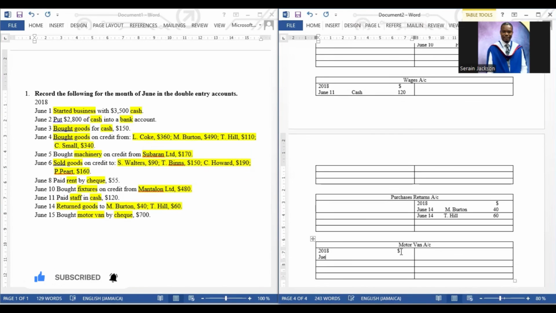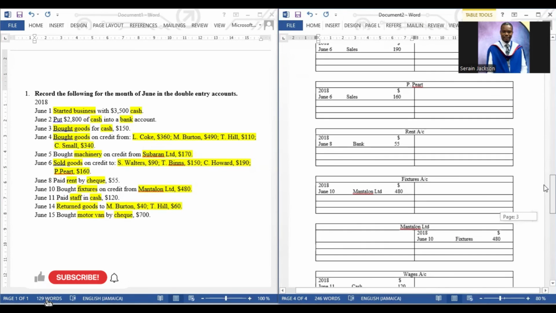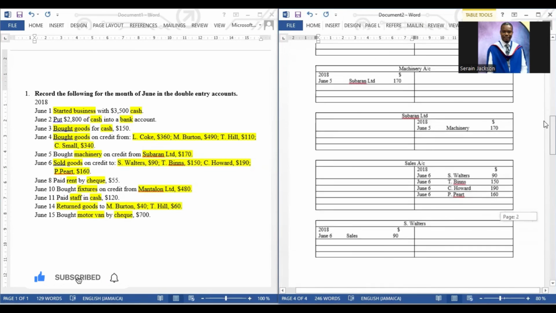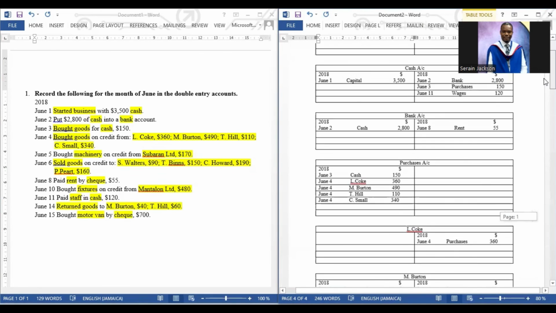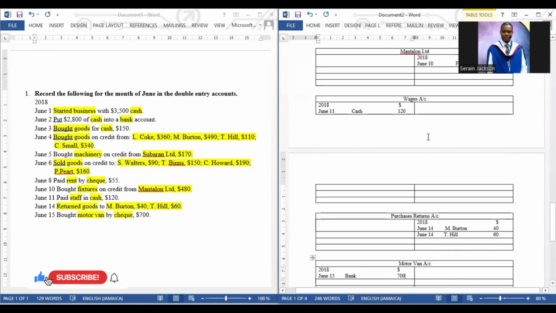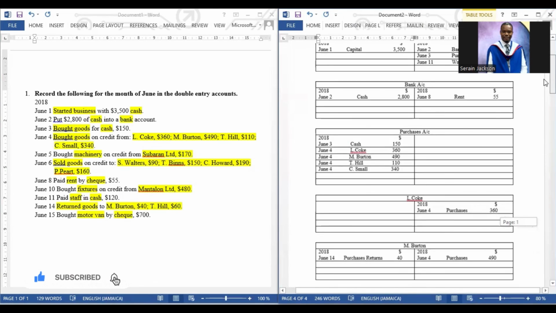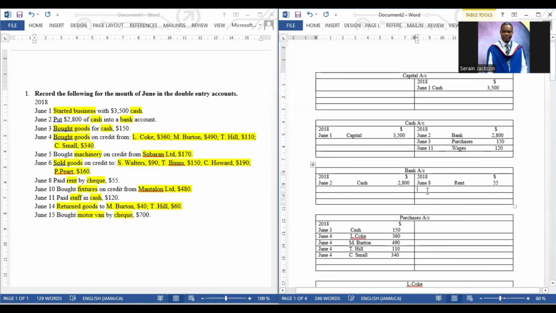So that's June 15. And the money is coming from bank, $700. So we have to go back up now to our bank account. Let's see where our bank account is. Way up the top up here. You have to look for our bank account, you know. And we are spending money from the bank, right, to buy this motor van. So we have to credit the bank account. And also, you can look at it another way, that the motor van account has just been debited. So now it means that you have to credit the bank account. So you credit the bank account with the $700, right?